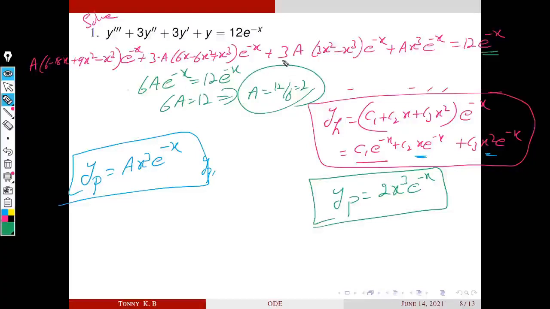Okay. Now we are ready to write the general solution. What is the general solution? That is yh plus yp. So the general solution y of x is this. This is our yh, and this is our yp.